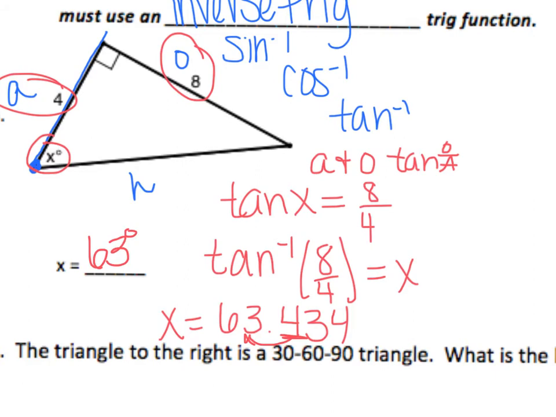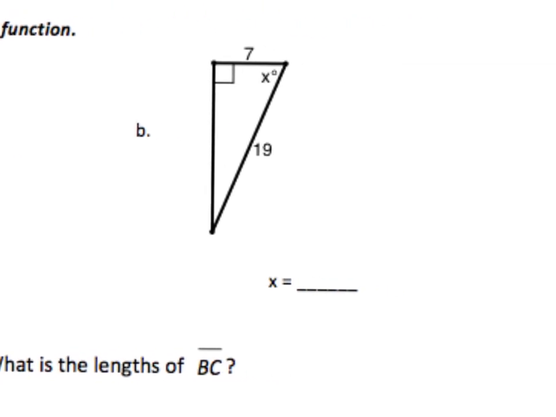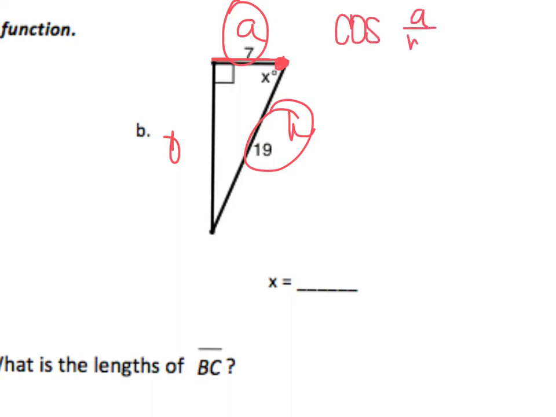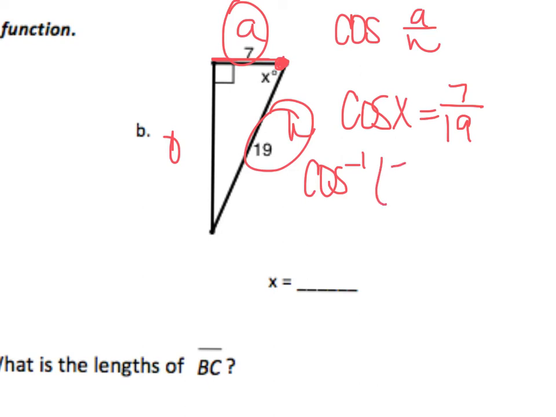All right, let's go ahead and move on to B. We've got another example here. So the angle x that we're looking at, here is the adjacent, here's the hypotenuse, and here's the opposite. So we've got A and H. That's going to be cosine. So I'm going to say cosine of the angle, which is x, equals the adjacent, or 7, over the hypotenuse. So we're going to use inverse cosine of 7 over 19, and that's going to equal x.